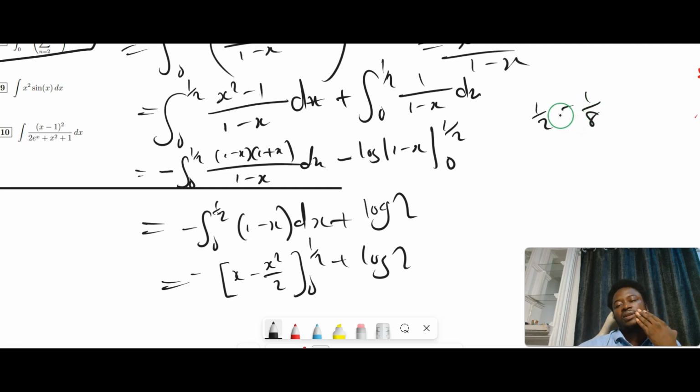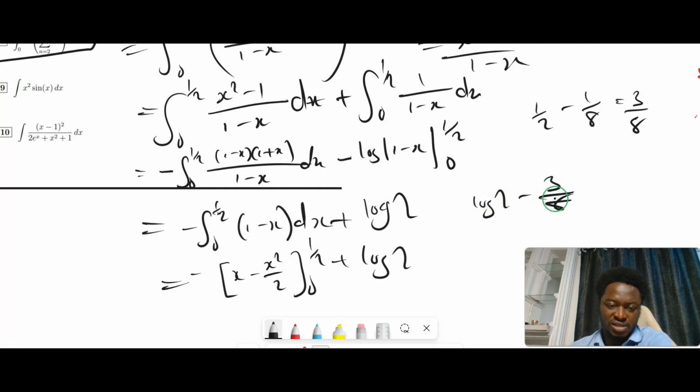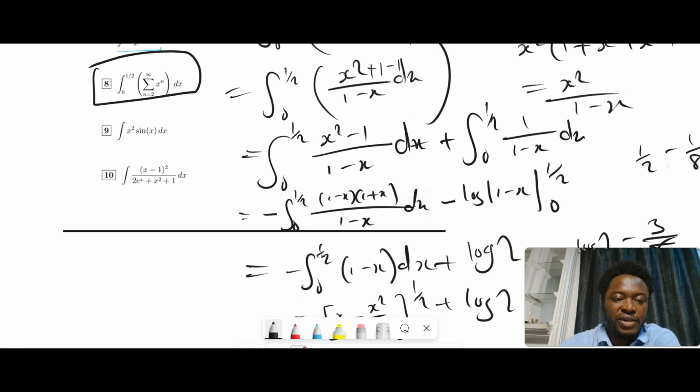So you have a 4 minus, so you have 4 times 4, 8. So 3 over 8, I believe so. So you have log 2 minus 3 over 8. That should be the case. So you have 1 over 2, and then you have 1 over 2, 1 over 4, 1 over 8. So yeah, that should be that. We should be fine with this one.